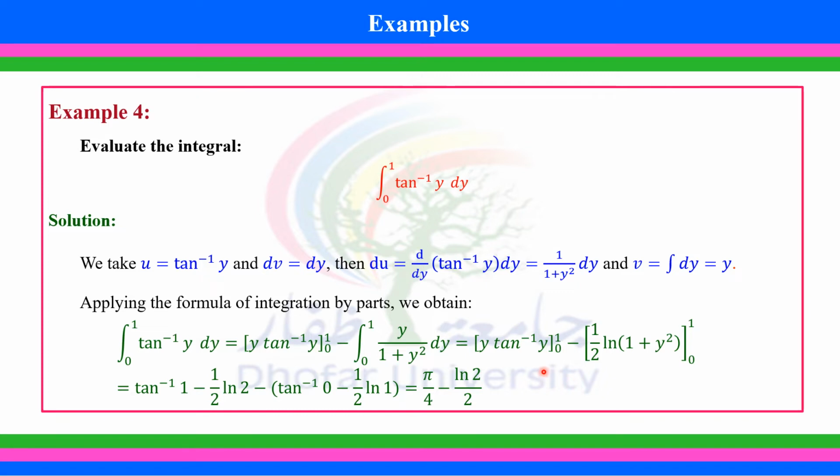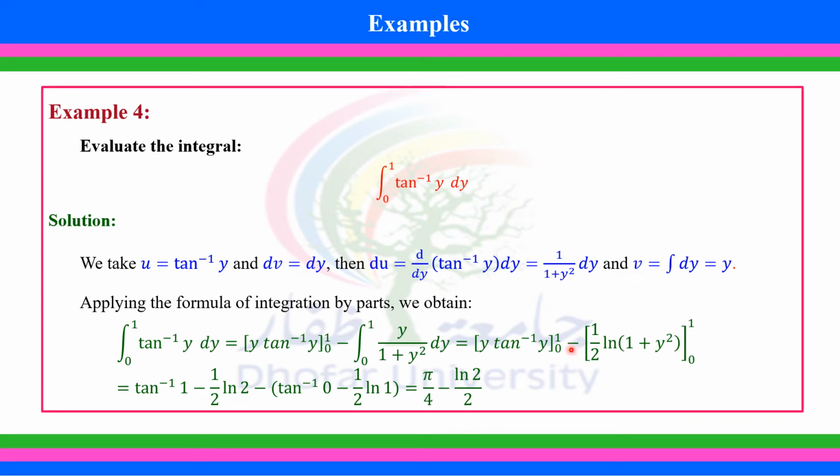Now we substitute the limits of the integral. So when we substitute y equal 1, we obtain 1 times tan inverse 1, which is tan inverse 1, giving pi over 4. And in this term, when we substitute y equal 1, we obtain half ln of 1 plus 1, which is ln 2. Then we will have ln 2 over 2, which is this term here.